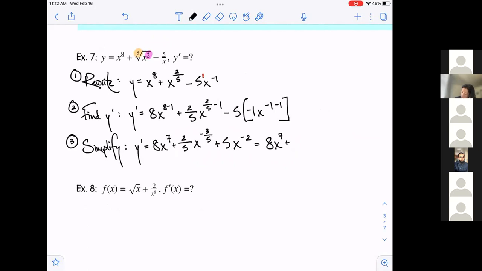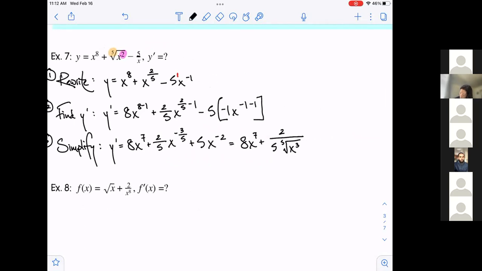The numerator for the second term is going to be 2/5. So again, this 2/5 represents the coefficient. And underneath where the 5 is, we're going to have x to the 3 and then the 5th root of that. How do I write the last term here? 5x to the -2.